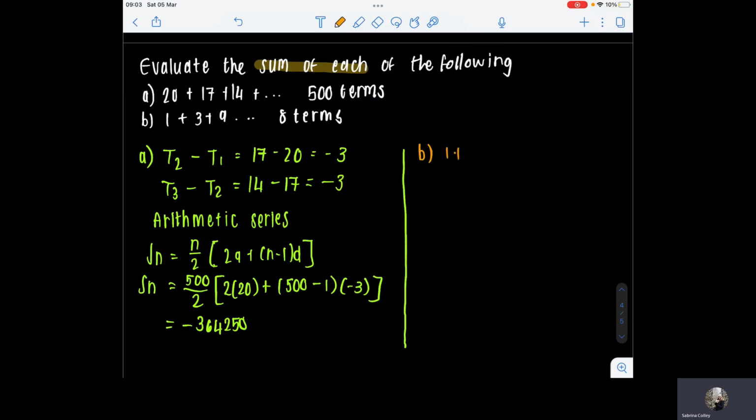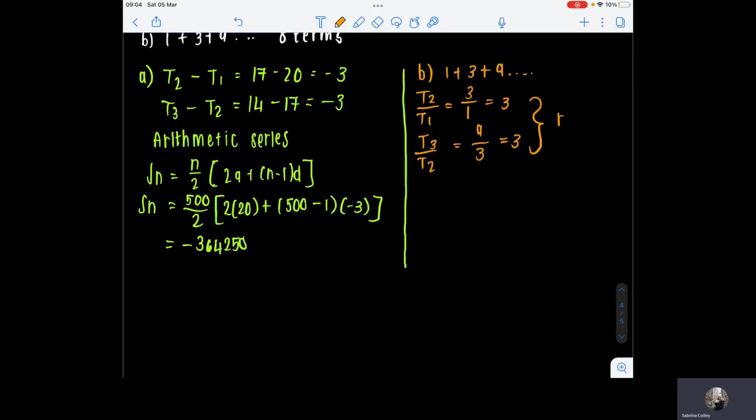Okay, so 1 plus 3 plus 9. Let me see if I subtract the terms, if there's a common difference. 3 minus 1 is 2, 9 minus 3 is 6, so I don't have a common difference. Let me see if I've got a ratio. T2 over T1 is equal to 3 over 1, which is just 3. T3 over T2 is equal to 9 over 3, which is also 3. So I know my ratio is 3.